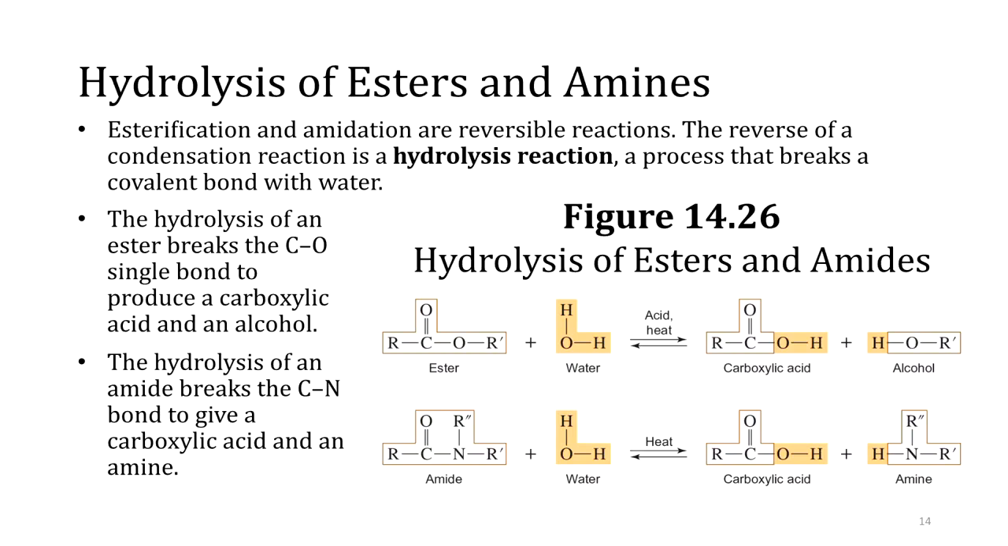So we can do the reverse of this, and this is hydrolysis of esters and amides. The esterification and amidation are reversible. The reverse is hydrolysis. Hydrolysis of an ester will break the CO single bond and produce a carboxylic acid and an alcohol. And the hydrolysis of an amide breaks the carbon-nitrogen bond to give a carboxylic acid and an amine.